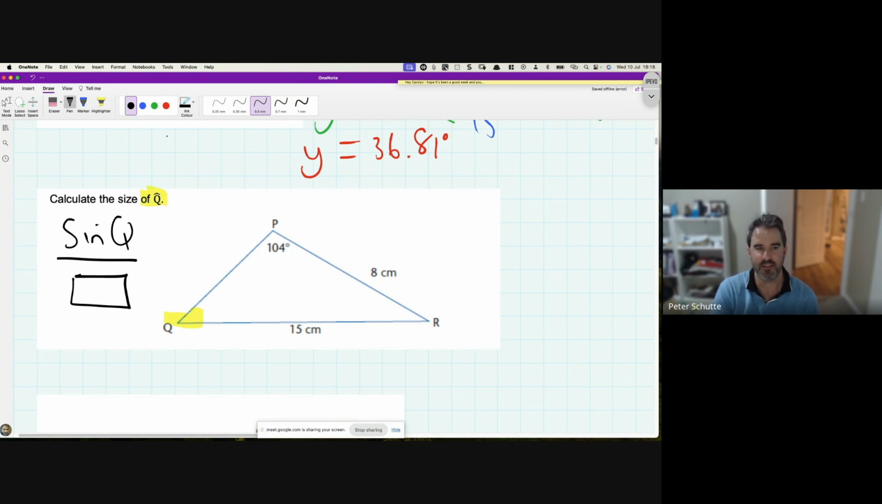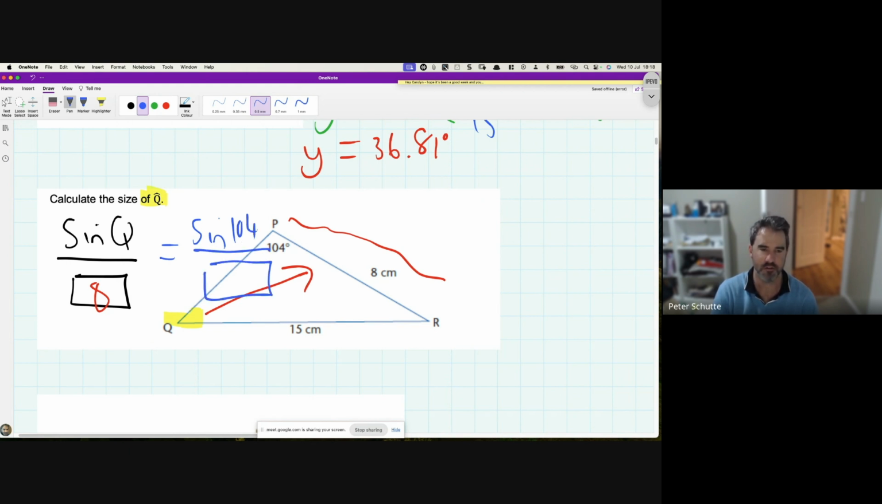So it's going to be the side that is opposite Q, which is here. So that's going to be 8. Now this is going to be equal to the sine of 104 divided by what? So it has to be the 15 because it's opposite that 15. Okay, now we mustn't lose sight of the fact that we need to get this Q.